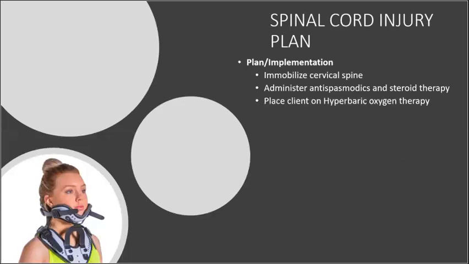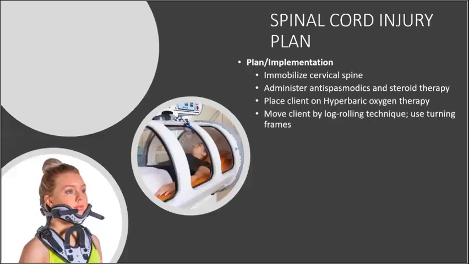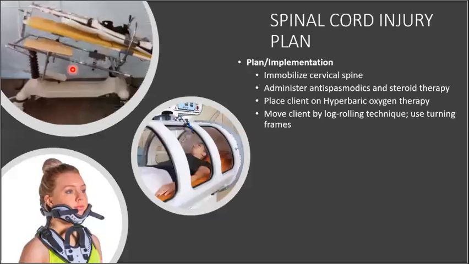We'll need to place the client on hyperbaric oxygen therapy. Remember, hyperbaric oxygen therapy is going to give oxygen at 100%, and this is going to help to reduce secondary damage in spinal cord injury. So that's our hyperbaric oxygen there. If we need to move this client, we want to move him by log rolling, or we want to use turning frames when we are moving our client.